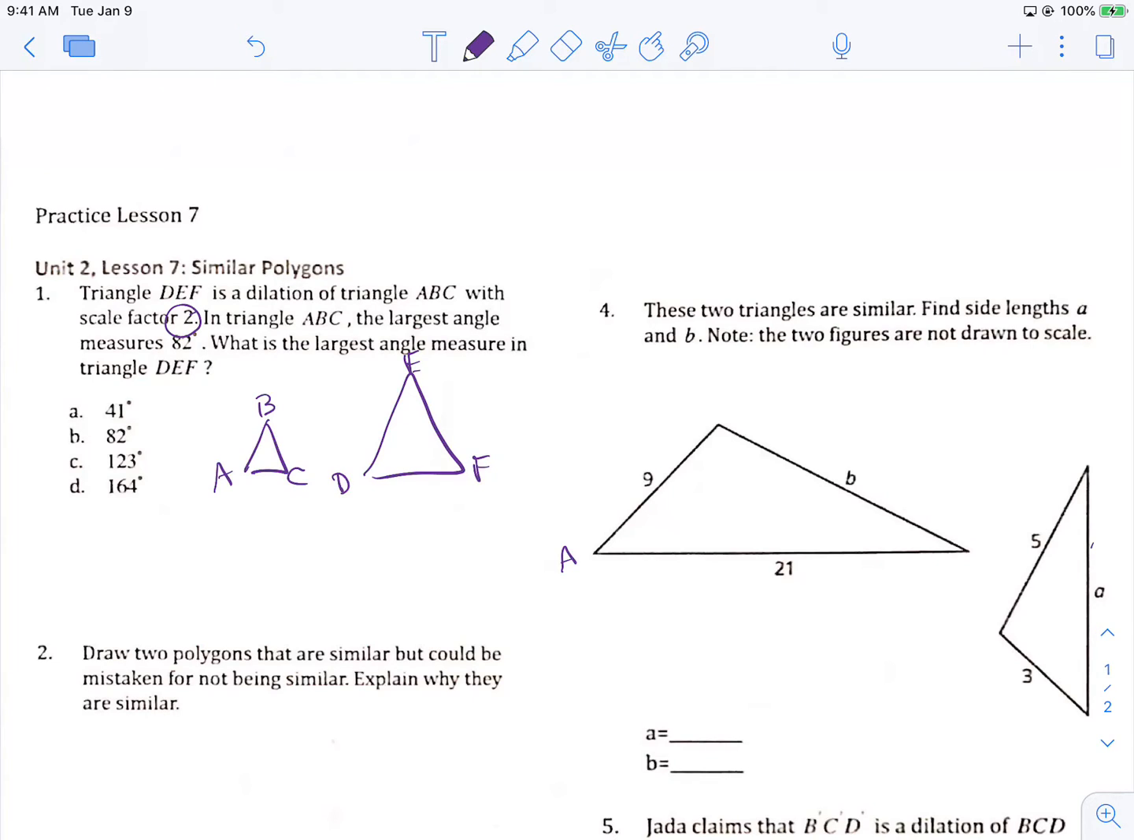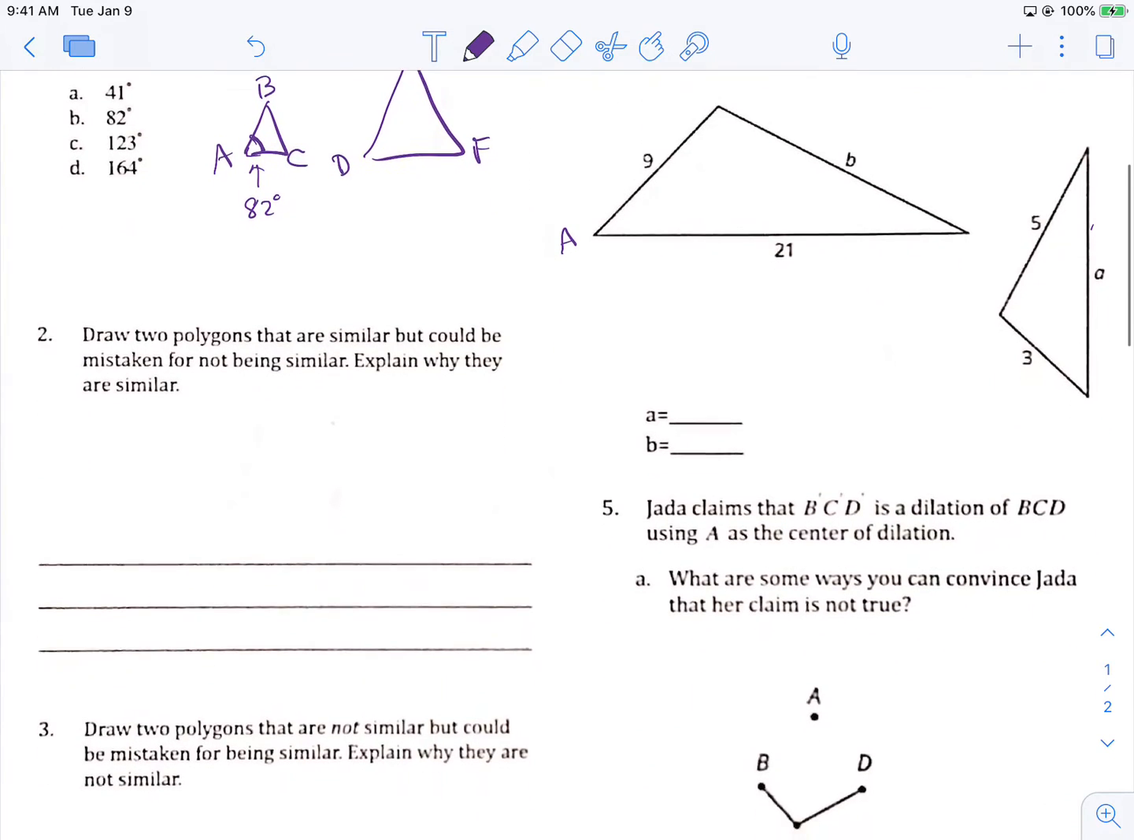And it says triangle ABC, the largest angle is 82 degrees. So let's pick this one as our largest. It's not drawn to scale, so we're just giving us a visual. That's 82 degrees in that angle. What is the largest angle measure in triangle DEF? So you've got to remember what happens with angles when you have scaled copies or you use dilation, and that'll help you answer this question.